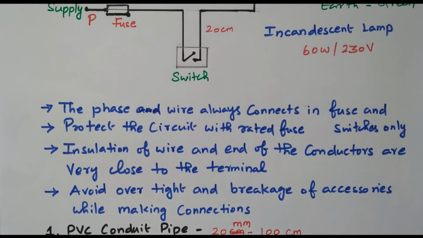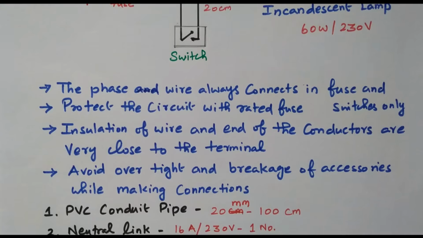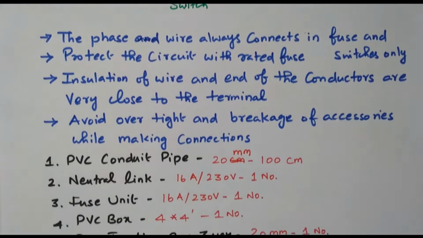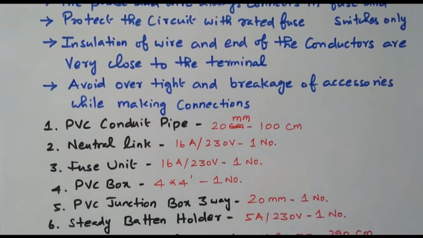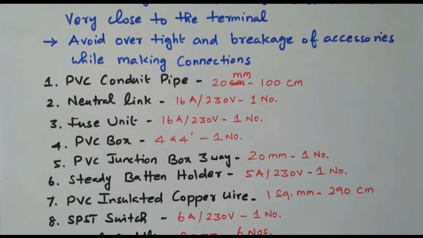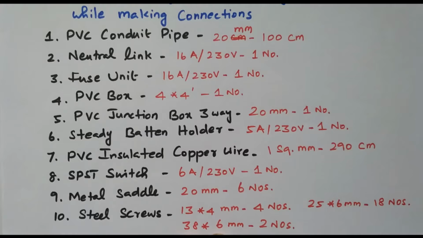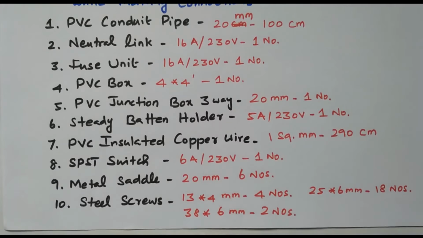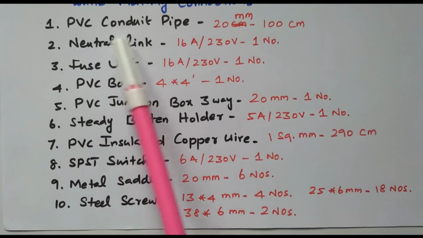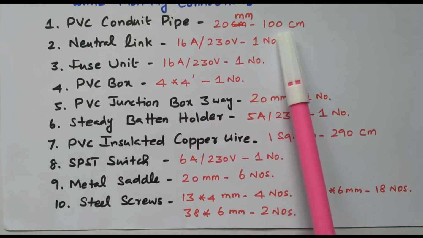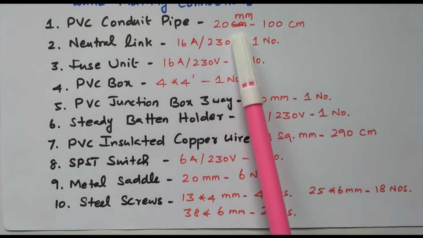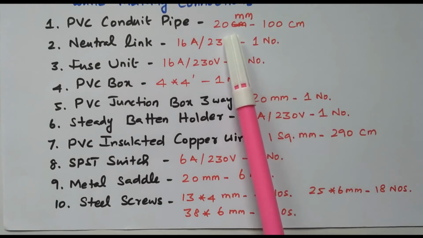Now we will see what are the requirements needed for this wiring. Two lamp controlled by the one switch. Then incandescent lamp what we are using is 60 watts 230 voltage. Based on that we can see what are the requirements needed. So the PVC conduit pipe needed 100 centimeter, based on the layout, based on the distance. 20 millimeter diameter is enough, because we are using only one set of wire. Only two lamp with only one set of wires.